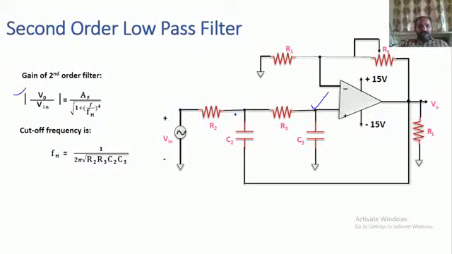So, second order low pass filter. What is the second order low pass filter? Using 2 resistors and 2 capacitors and constructing the connection like this, it becomes the second order low pass filter. And this one is the cutoff frequency of the second order low pass filter. This is the gain of the second order low pass filter. I will clear so far.